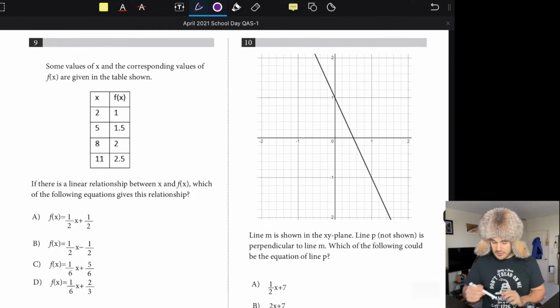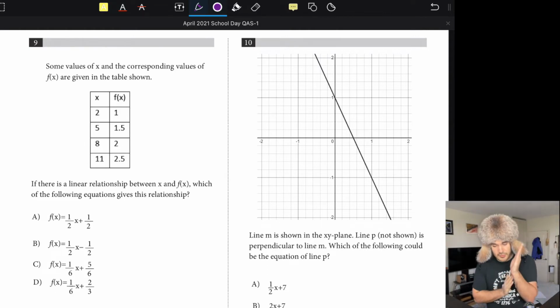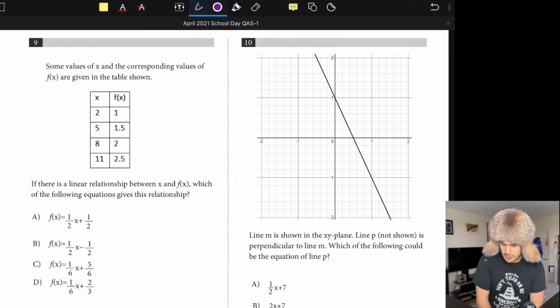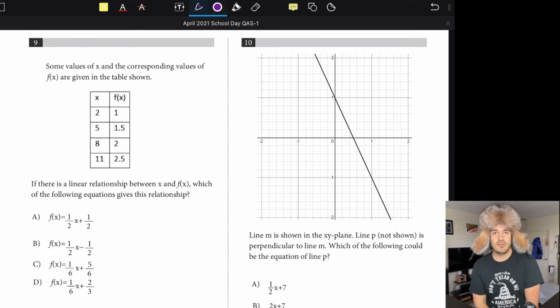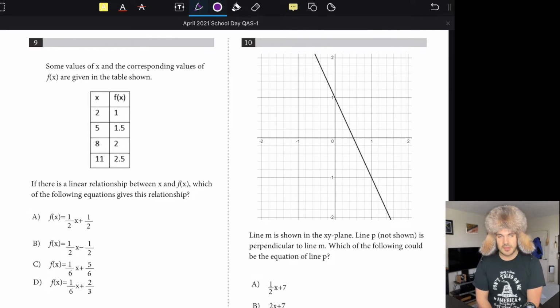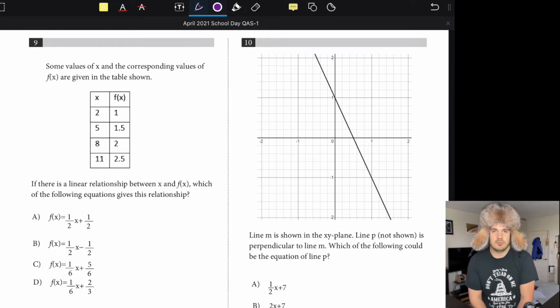Number 9, some values of x and the corresponding values of f of x are given in the table shown. If there's a linear relationship between x and f of x, which of the following gives the relationship? Okay, so we need two things basically here. We need the slope, we need the y-intercept, because that's what constitutes the equation of a line.